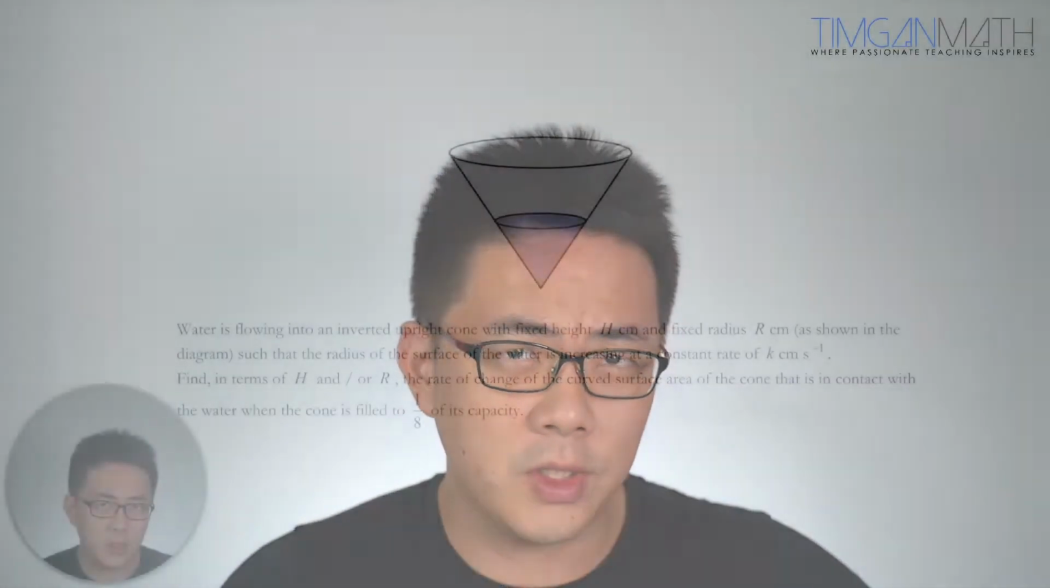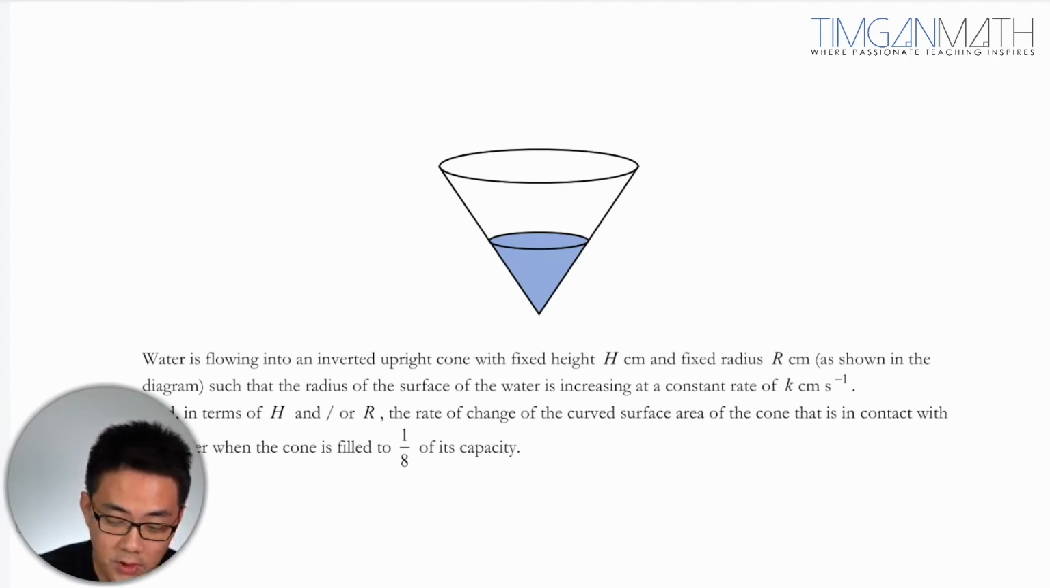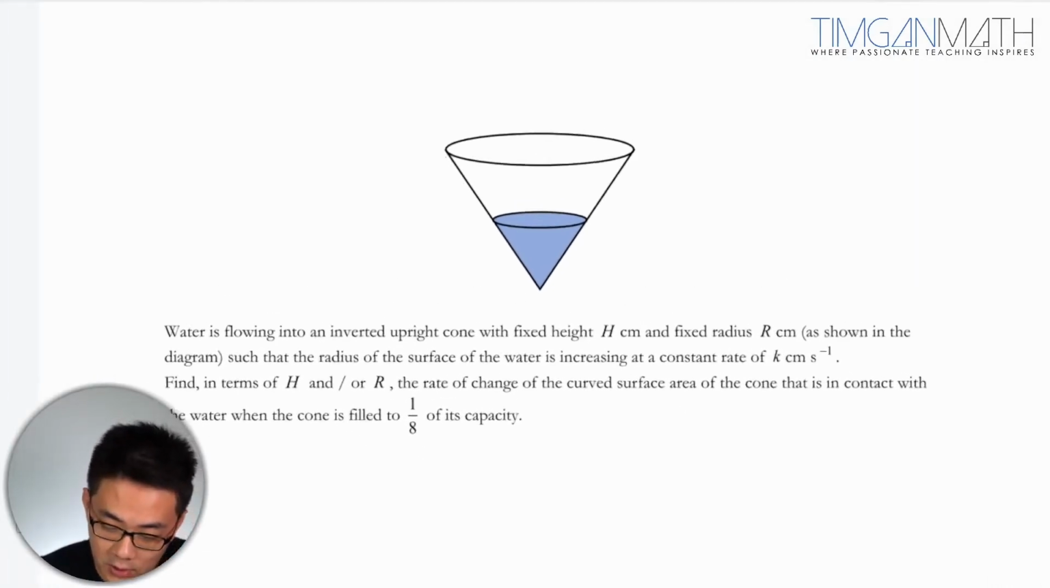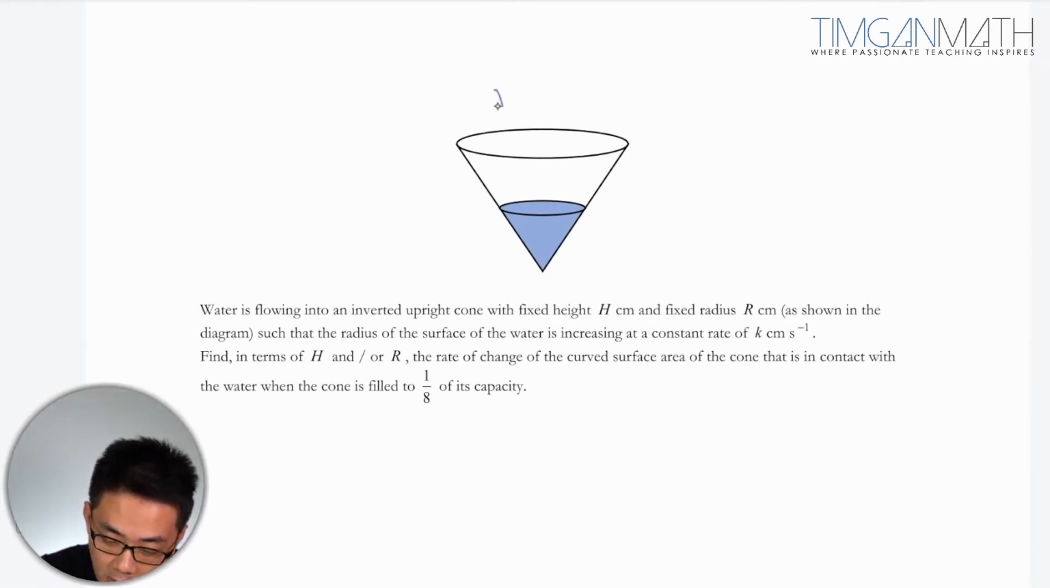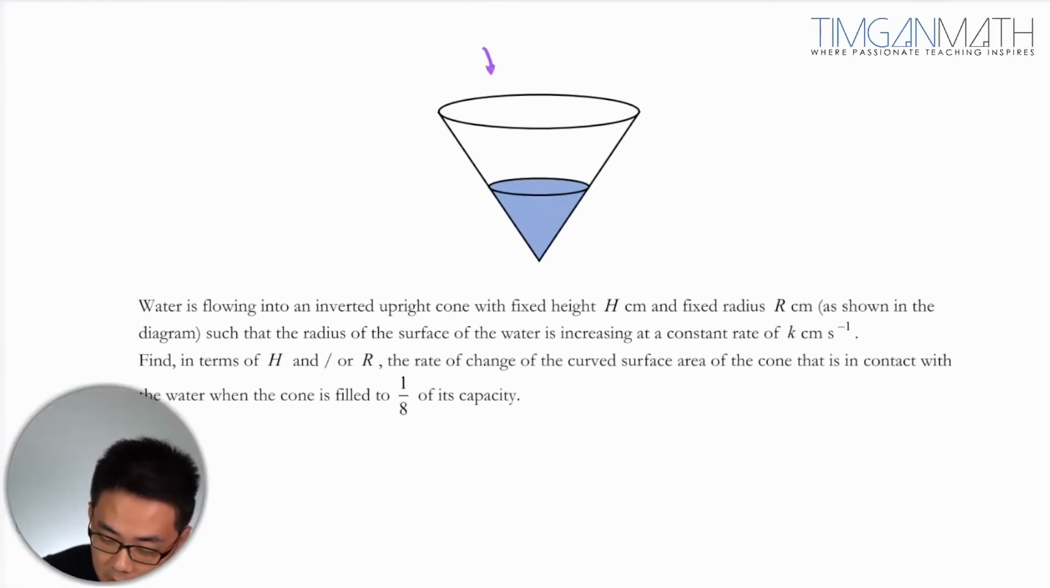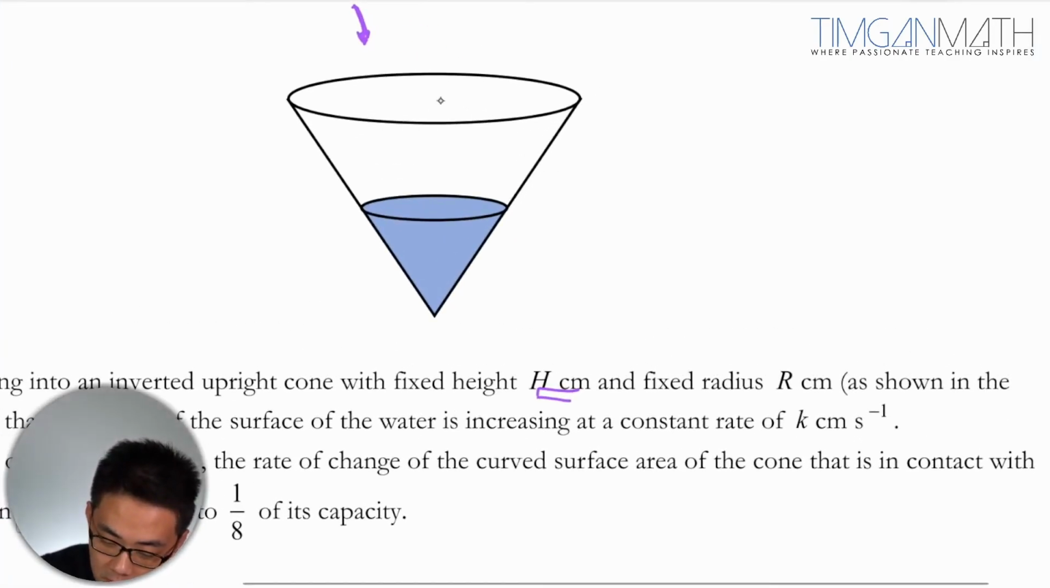Hi students, let's look at this question here, which is on the application of differentiation. This is actually on connected rates of change. Let's say I can do this proficiently. Water is flowing in an inverted upright cone of height h. Just take note that h is a constant. I'm going to draw it out because very likely you need it.